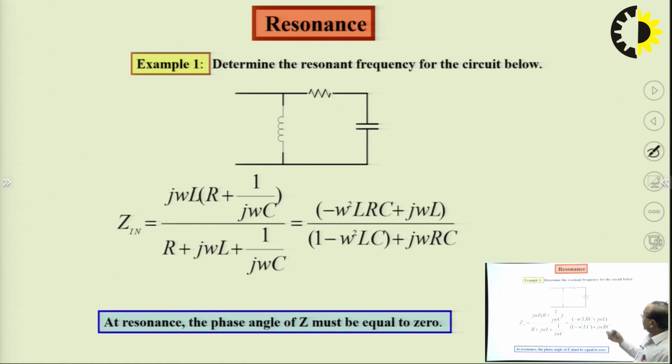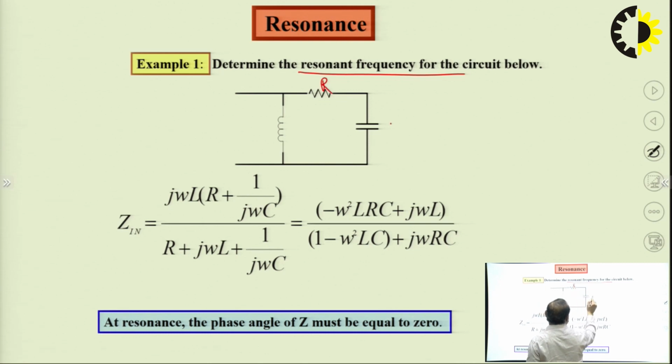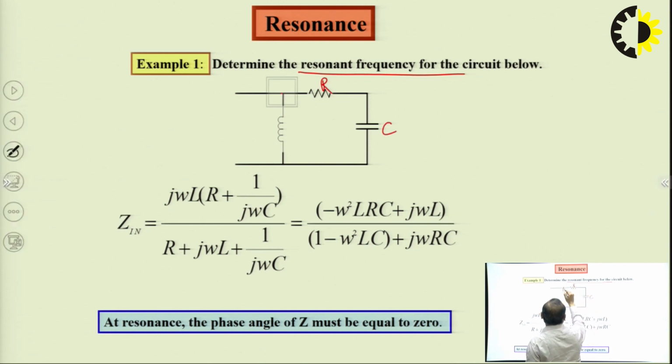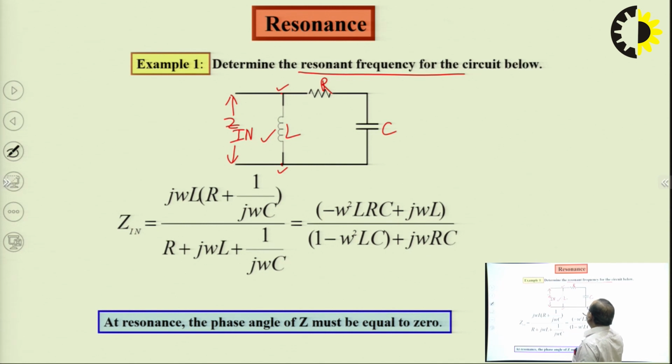Now, for example, we take this circuit and we want to find the resonance frequency of this circuit. Here we have a resistance and a capacitance connected in series across this point and this point, and in parallel to that, an inductor L is connected. So, if we find the impedance of this circuit, Zn, that will be the parallel combination of the inductive reactance L and the series impedance of R and C.